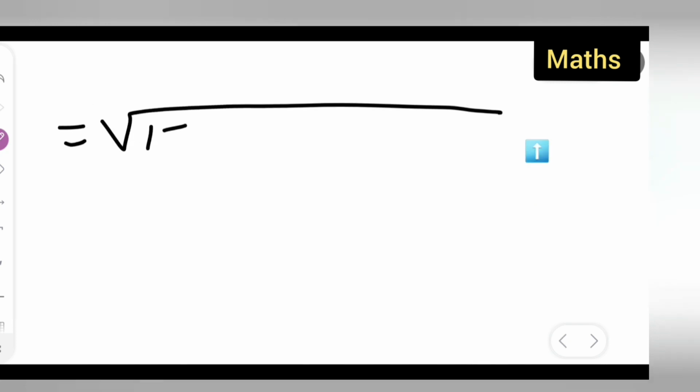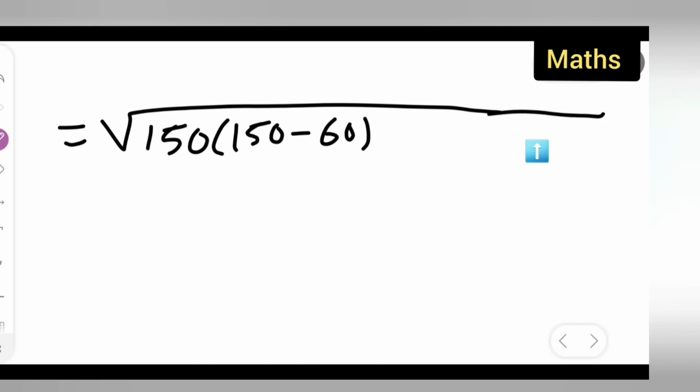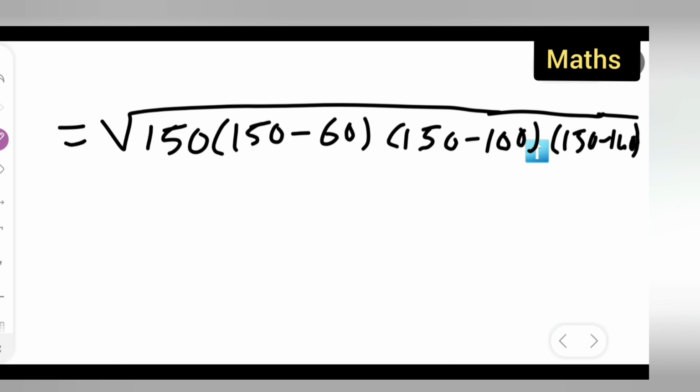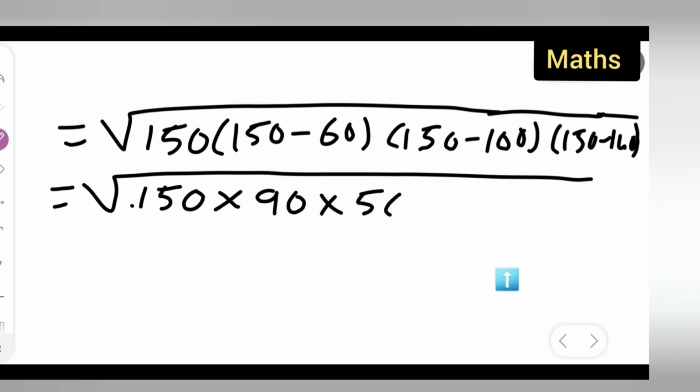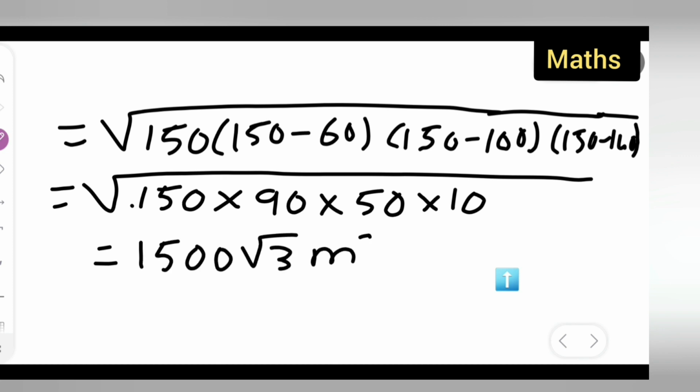So plug that 150, then 150 minus 60. Your A will be 60, right? Your B will be 150 minus 100 and next will be 150 minus 140. Next, root of 150 multiplied by 150 minus 60 will give you 90, multiplied by 150 minus 100 will give you 50, 150 minus 140 will give you 10. So what you are left with is 1500 root 3 meters square. So I hope you all have understood.